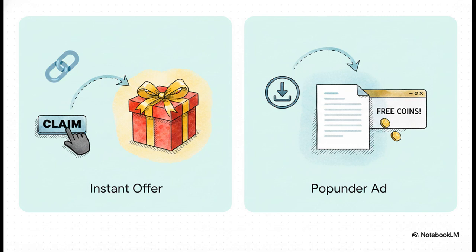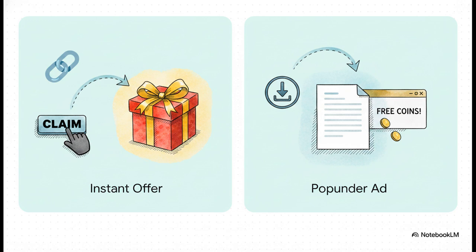Now, let's contrast the direct link to our next big heavy hitter, the OnClick or Popunder ad. So with a direct link, the user clicks and boom, they're instantly taken to an offer. But OnClick works a little differently. Imagine a user is on your website and they click a download PDF button. The PDF they wanted opens up perfectly fine, but simultaneously, an ad opens in a new, separate tab right alongside it.